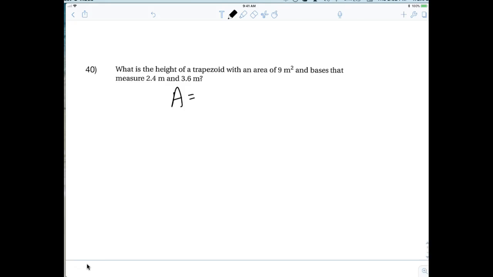A equals 1/2 base 1 plus base 2 times h. Yes, good job. So what's the area? Tell me, what do I plug in? Hold on, Leighton. So base 1 and base 2, it would be 2.4 plus 3.6. Good job. And the height, we don't know. What's the area? And the area is 9.